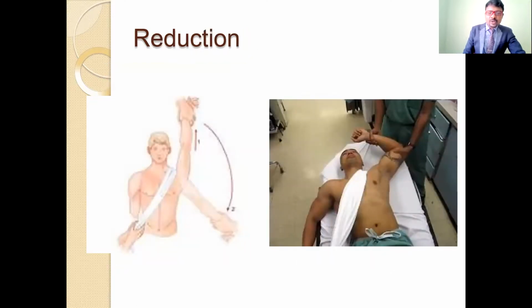Here also we do the traction counter-traction method. We have to bring the arm from the overhead abduction back into the normal position. While doing this, we instruct the assistants how to give the counter-traction towards the opposite side. For example, if the left shoulder is dislocated, we give the traction towards the right hip. We bring this arm from over-abduction into the adduction position. So this traction counter-traction method will reduce the inferior dislocation.